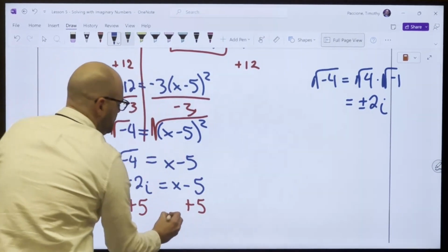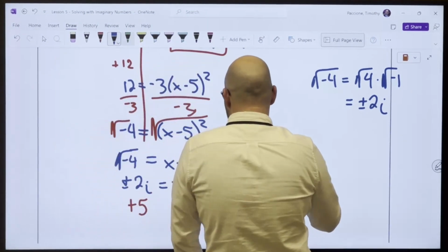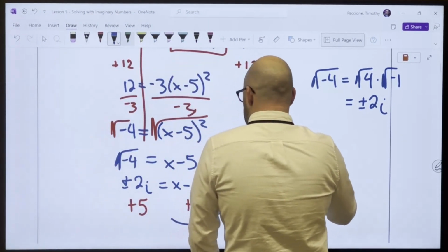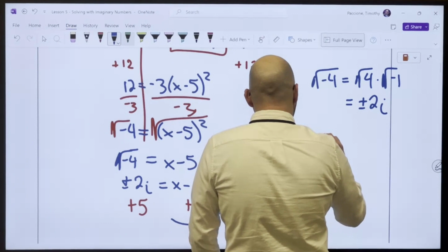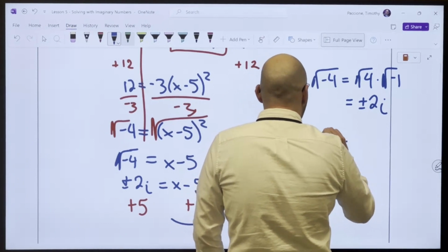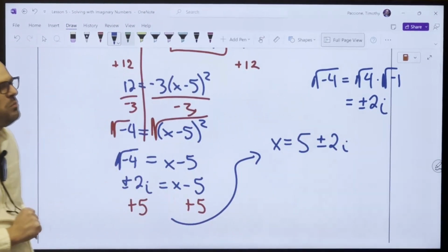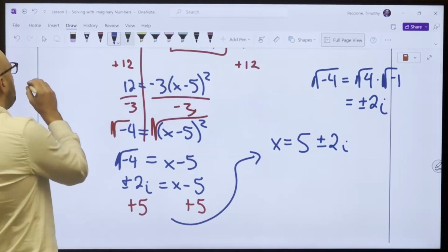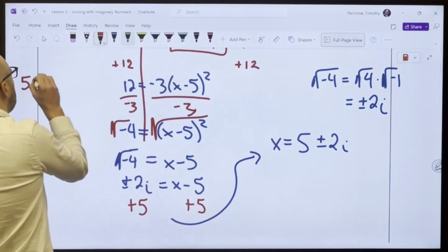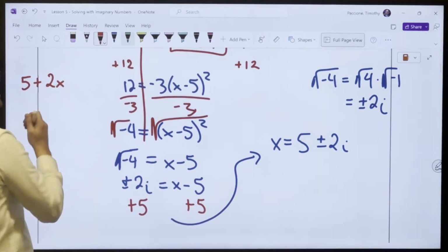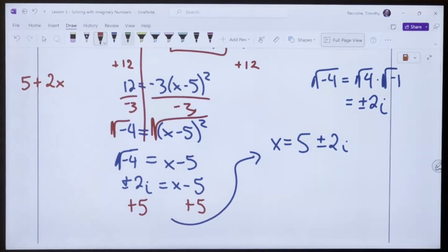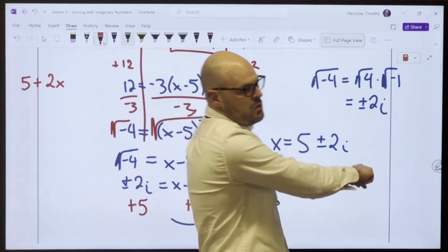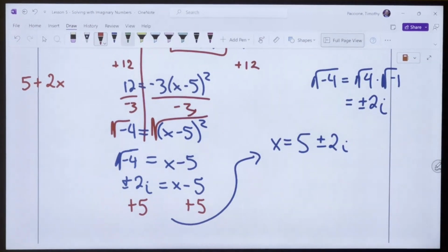Good question. All right, so now I have x equals, I'm just going to write them out, 5 plus or minus 2i. And you're saying plus or minus 7i maybe? If you had 5 plus 2x, would you say that's 7x? No, why not? Because they're not the same variable. They're not like terms. So are these like terms? No. It just stays like that.